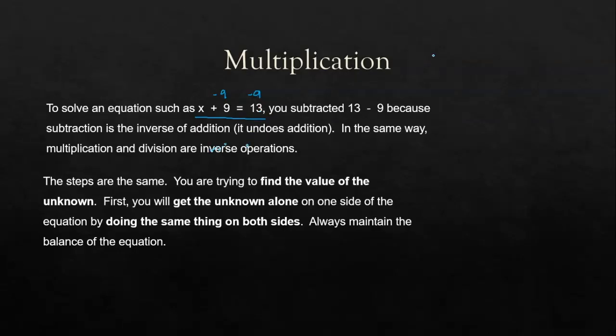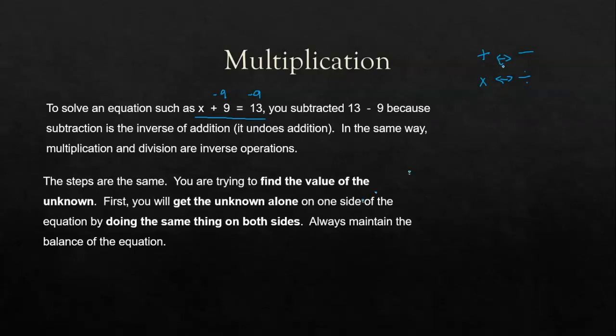In the same way, multiplication and division are inverse operations. So addition and subtraction are opposite, and multiplication and division are opposite. These operations undo one another. Subtraction won't undo multiplication, addition won't undo division. These have to go together. They're the opposites of one another.